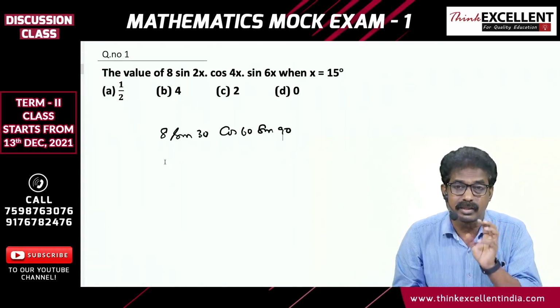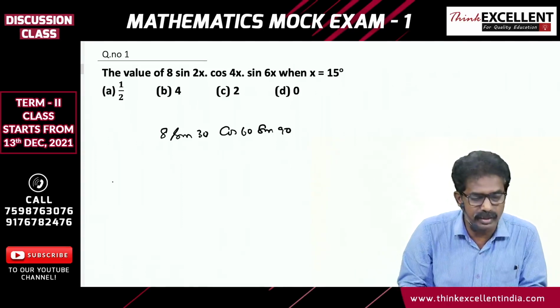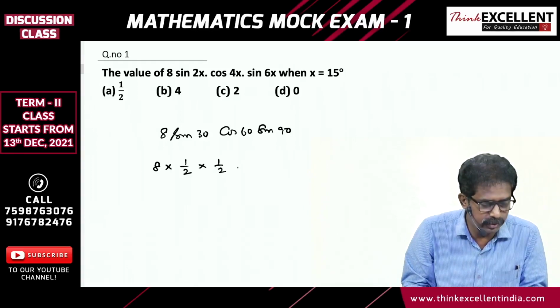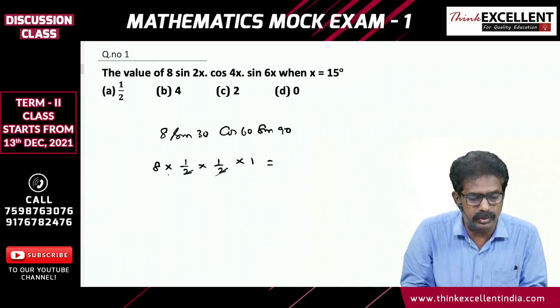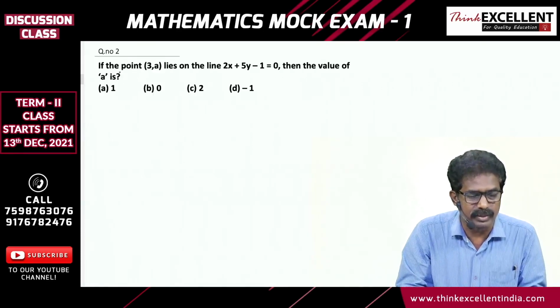So that trigonometry table, write it again and practice. Okay, so that's important. So 8 into sine 30 is 1 by 2, right? Sine 60 also 1 by 2. Sine 90 is 1. When you simplify, 2 2s are 4, you cancel. Your answer is 2. That is option number 2. It's a very simple question. Now see the next question.